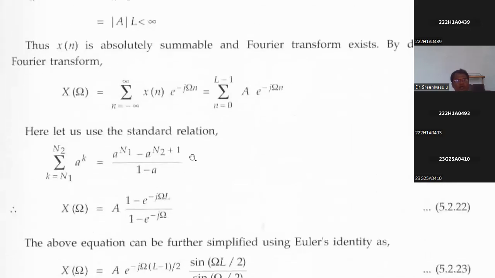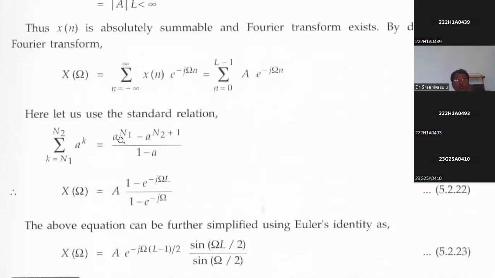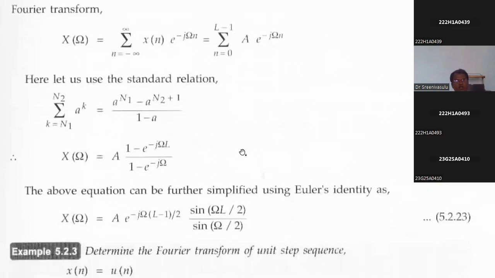What is the upper limit here? n1 is 0, n2 is L minus 1, so L minus 1 plus 1 is L. And a power 0 is 1. So the result is amplitude A into 1 minus e power minus j omega L, divided by 1 minus a, where instead of a we have e power minus j omega, so 1 minus e power minus j omega. This is the DTFT of the given finite length sequence.